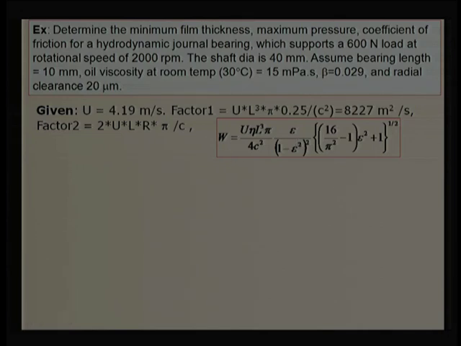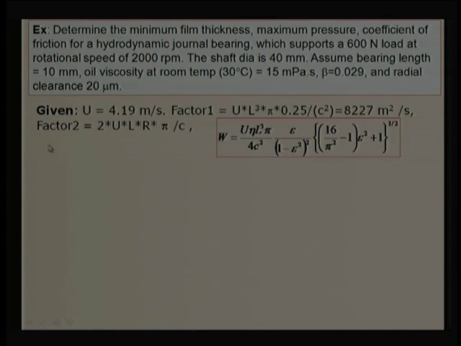We are going to assume and calculate W based on that. Once we calculate W, we are going to find out the friction force, temperature rise, and viscosity based on that. Again, that means there will be iterations. That is why we use this calculation separately. U L cube pi 0.25 divided by c square is not going to be calculated again and again. We can directly use this factor, 8227 meters square per second.